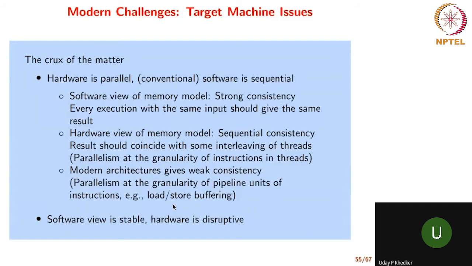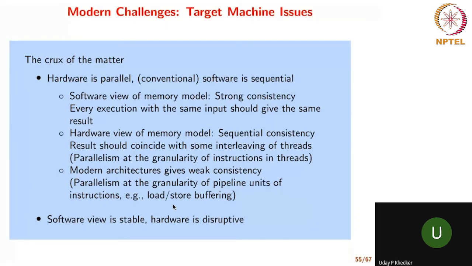The crux of the matter is the following. Hardware is parallel, whereas conventional software is sequential. The software view of memory model is what is called strong consistency, which says every execution with the same input should give the same result. That's the software view of the model.